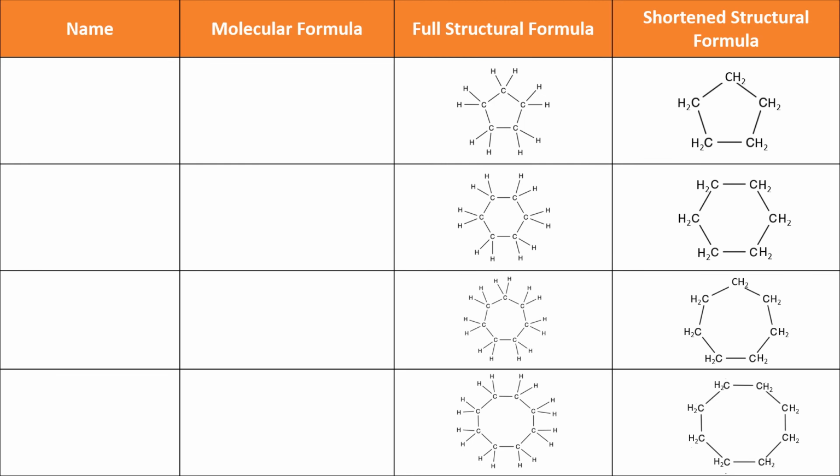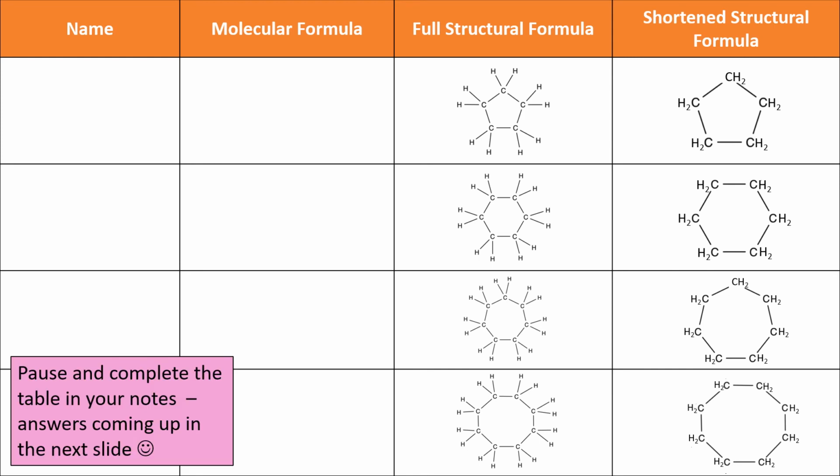Now, as we have done with the alkanes and the alkenes, we want to be able to name, write the molecular formula, write the full structural formula, and write the shortened structural formula for up to 8 carbons. So in this case, you've been given the full structural and the shortened structural for each, and I would like you to write the name and the molecular formula. So if you pause here and complete this in your notes.